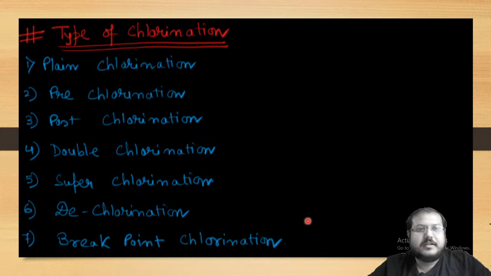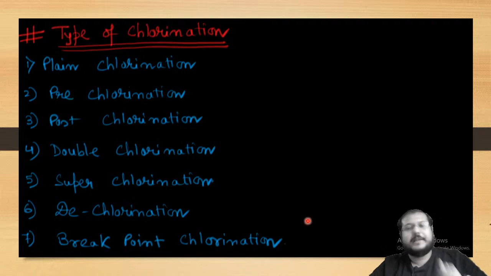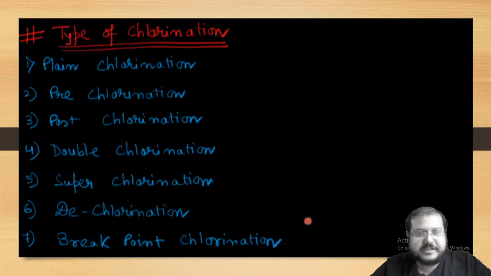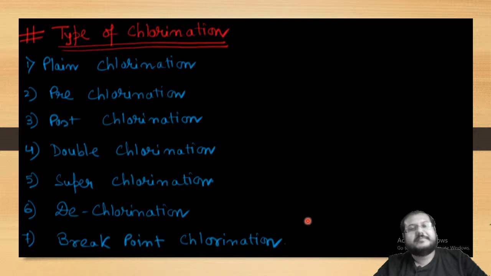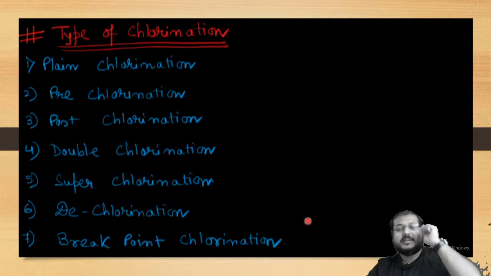Now we are entering the types of chlorination. There are 7 different types of chlorination: plain chlorination, pre-chlorination, post-chlorination, double chlorination, super chlorination, dechlorination, and breakpoint chlorination. Among these 7, the 7th one, breakpoint chlorination, is the most important one. Apart from that, we need to understand all in brief.